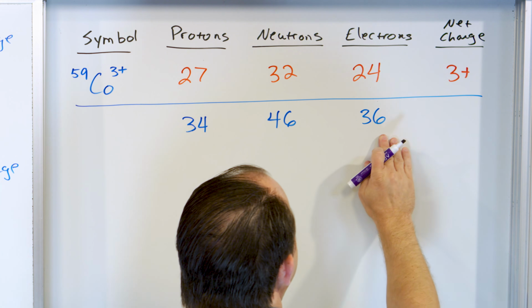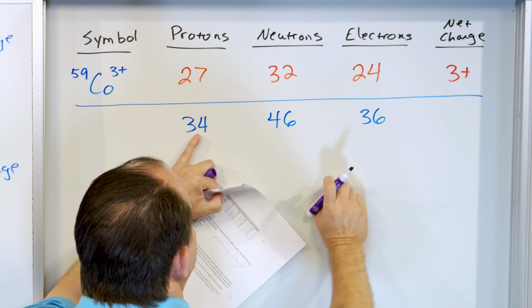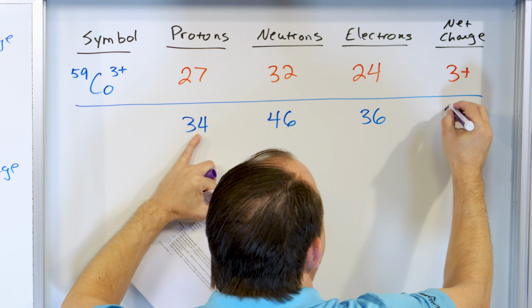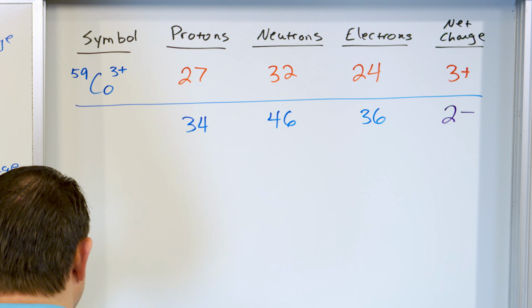We have 3 numbers filled out. What is the net charge? That's the easiest thing. The number of protons is 34. The number of electrons is 36. We have more electrons by 2. So the charge has got to be -2. All right, and now we have enough to write down what we have here.